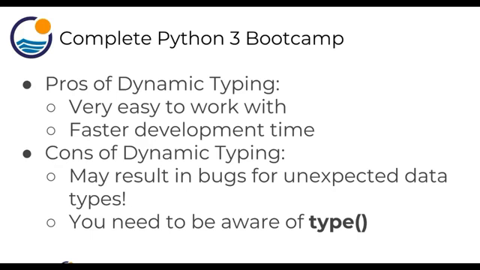Now, this is kind of a double-edged sword here because the con is that this may result in bugs for unexpected data types. Because you're not having these restrictions of data types, especially when you're dealing with user input, you may have unexpected data types show up, and that can cause problems later on in your operations. So you should be aware of the data types as you're coding, and you can use the special type function that's built into Python to quickly check the type of any variable. And we'll show you how to use that in just a little bit.